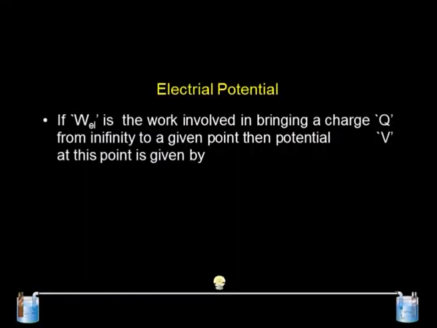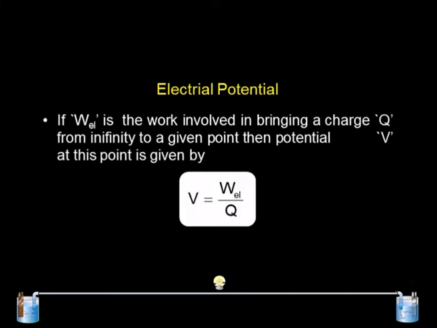Electrical potential at a point in space is defined as the work involved in bringing a unit positive charge from infinity, where the electric potential is 0, to the point under study. If W_EL is the work involved in bringing a charge q from infinity to a given point, then potential V at this point is given by the relation V is equal to W_EL divided by Q.